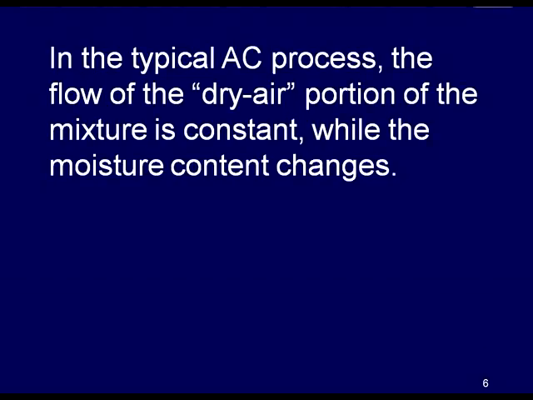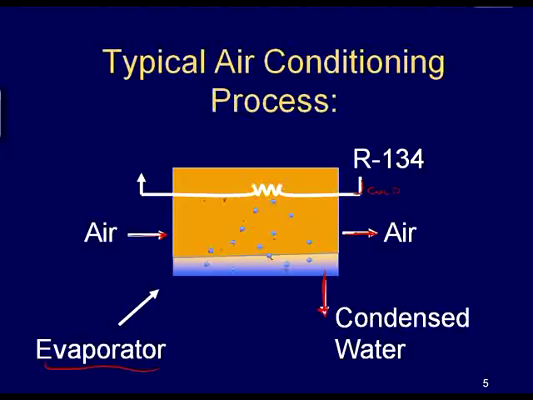Okay, typical AC process, the flow of the dry air portion. To do the calculations, we define a dry air portion of the air-water mixture. As you go through the evaporator that we just saw, all the dry air will go through here and come out here. The mass of the mixture will not be the same in and out because we've taken out some water. But for convenience sake, we like to keep the dry air part constant.